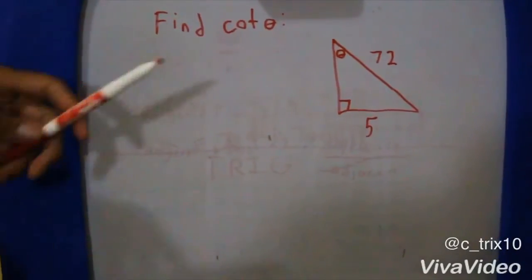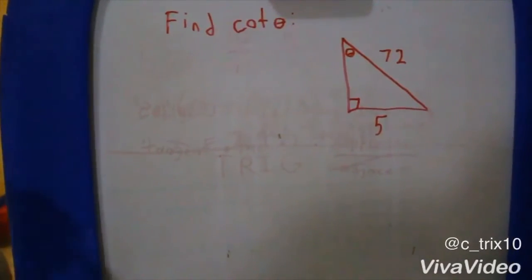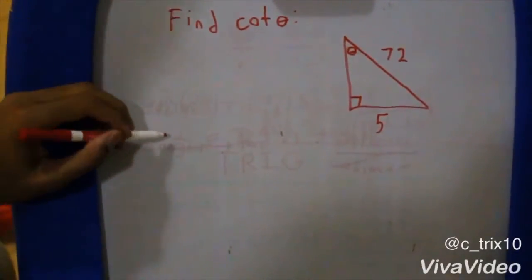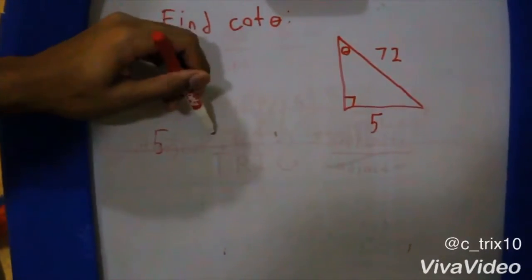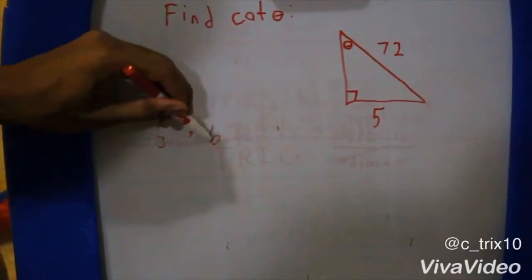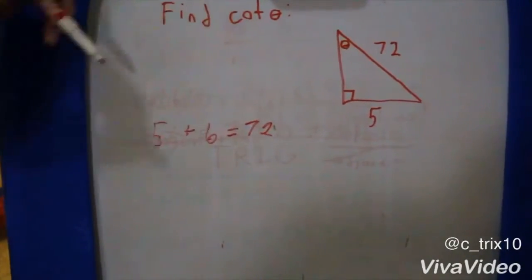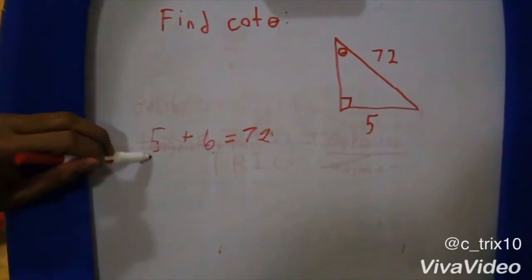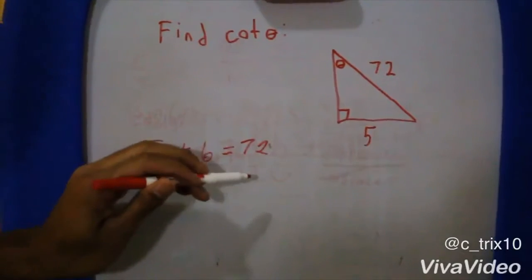To do that, you would have to do the Pythagorean theorem, which is a squared plus b squared equals c squared. You have your a, which is 5. You do not have your b, but you do have your c, which is 72. Now, you would square these two, 5 being 25, and 72 being 5,184.